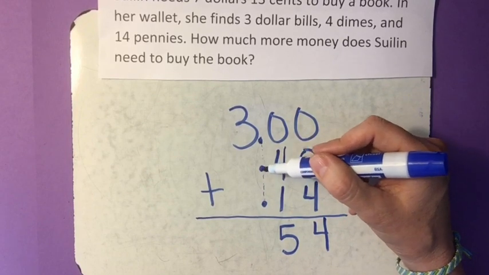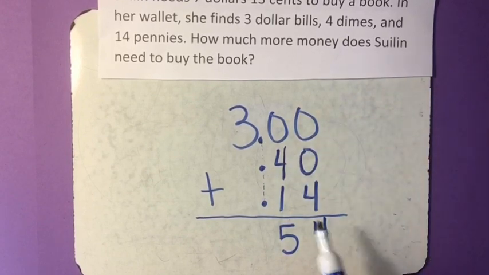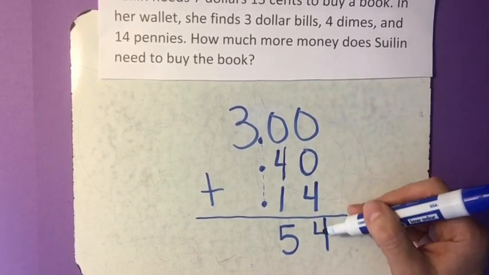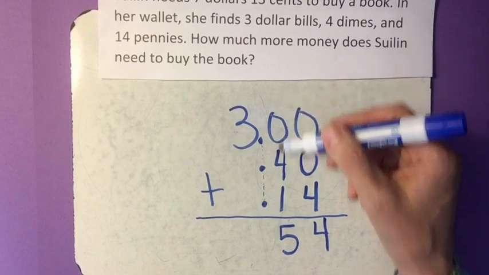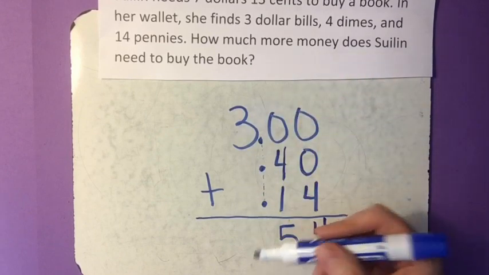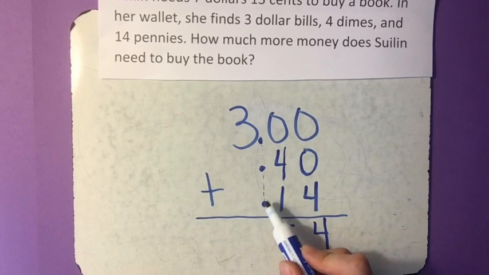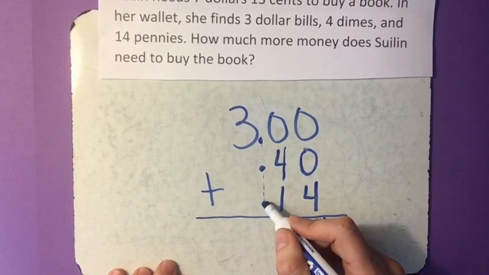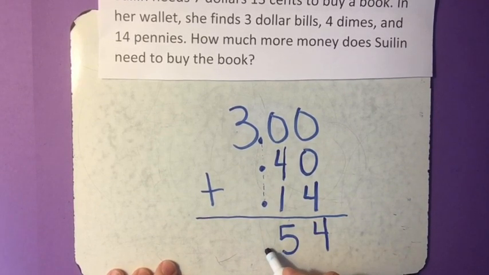And if they are, what that means is your place values lined up. You're adding pennies in this column, you're adding dimes or tenths in this column, and here you're adding ones. So your decimal point must always be lined up vertically. The other thing you need to know is when you get your answer, this decimal point also comes down here to show that you have 54 cents.